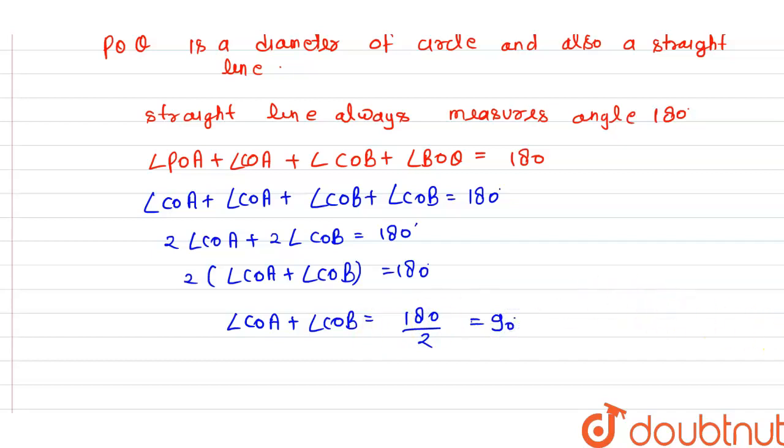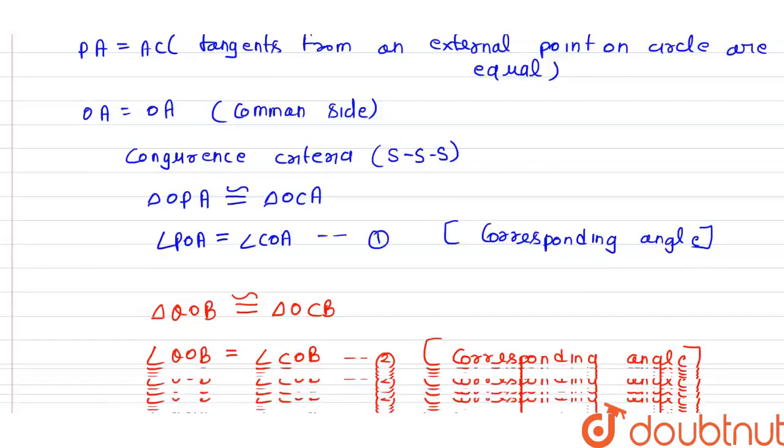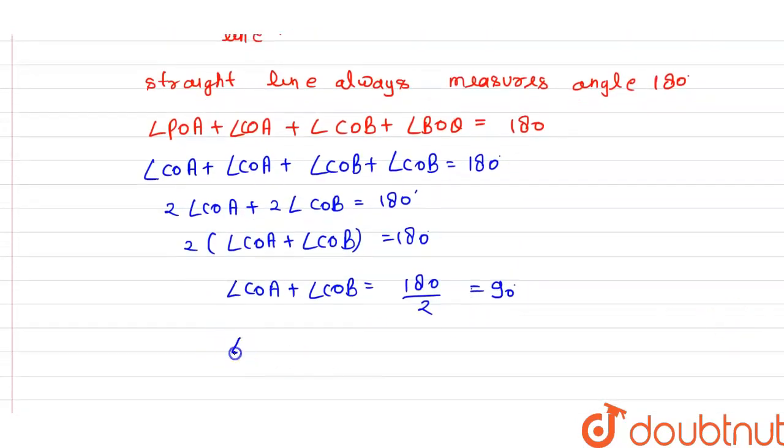We can see in the figure that angle COA plus angle COB is nothing but angle AOB. So in place of angle COA plus angle COB we write angle AOB, which is equal to 90 degrees. This is what we had to prove.